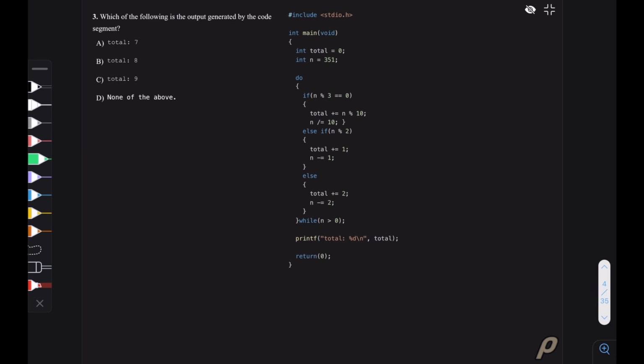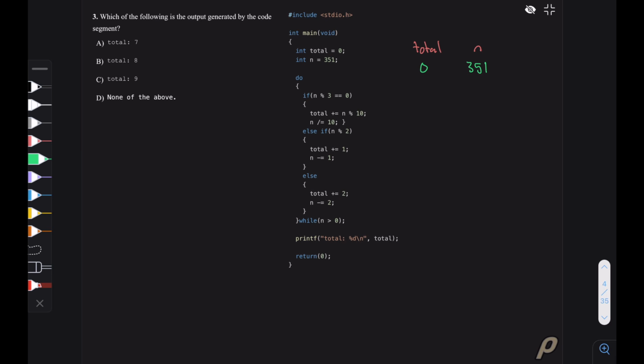All right, question number 3. A new code segment here. This one's asking us again what the output generated by this code segment is. We just have one function here, our main function. So we'll keep track of our variables like we always do: our total and our n. Total is going to start out at 0, and n is going to be 351.